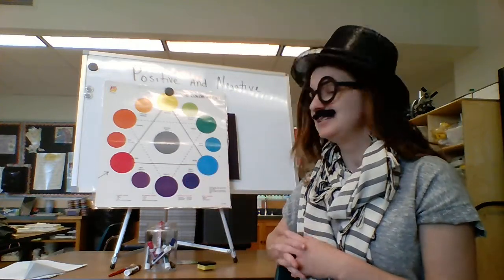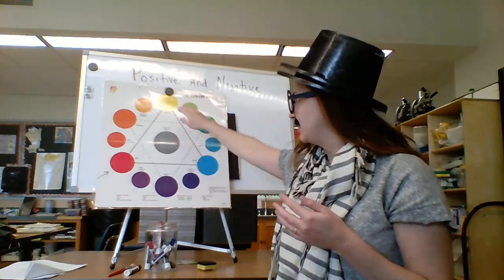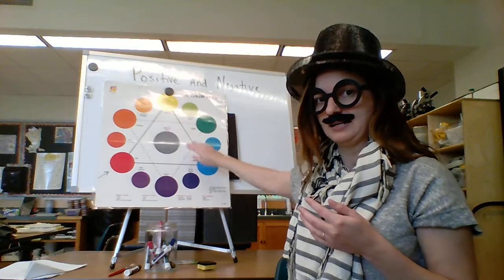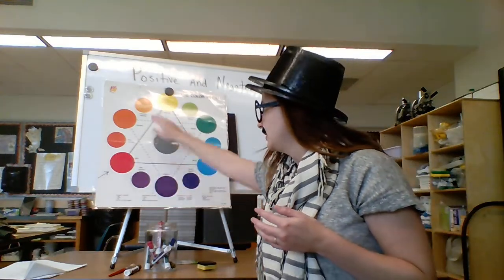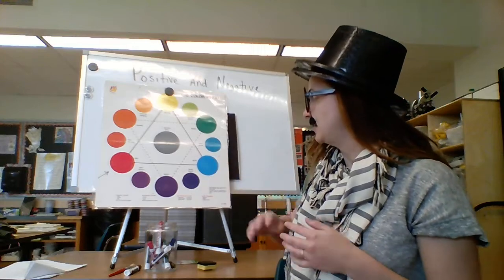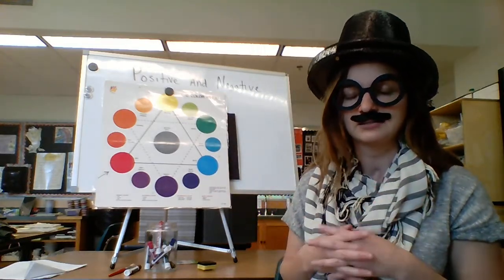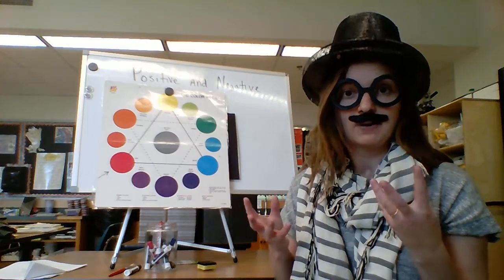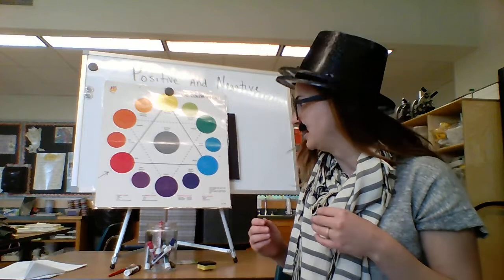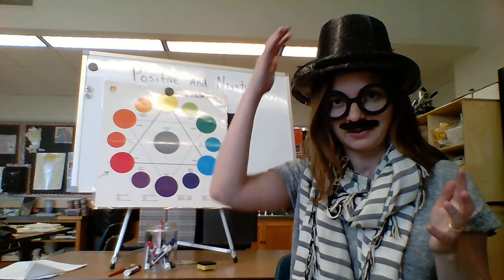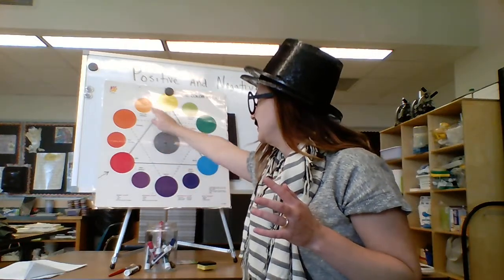All right, so as you can see, my color wheel has a triangle, a big triangle in the middle. This big triangle shows you the primary colors, which are red, yellow, and blue. We're going to talk a little bit about different colors and how artists use colors to make their art really pop and stand out, and how they choose colors to put together. All right, so warm colors, as you remember from a while back, are red, orange, and yellow.